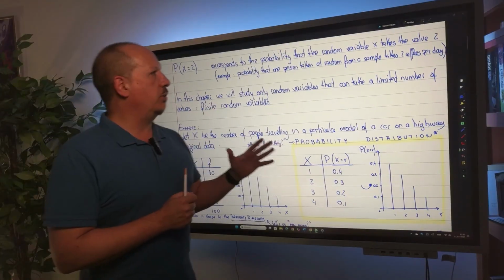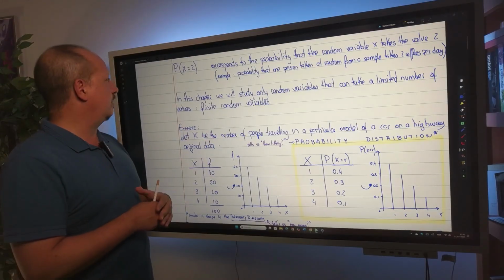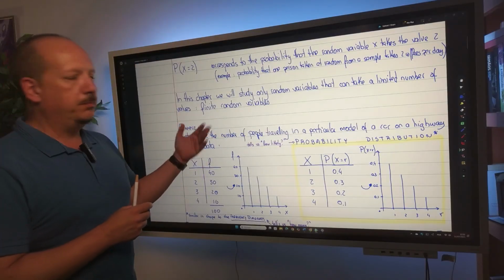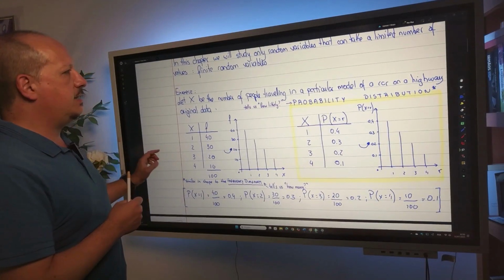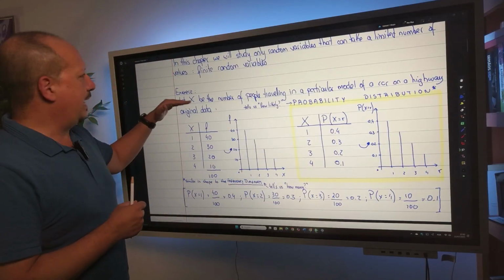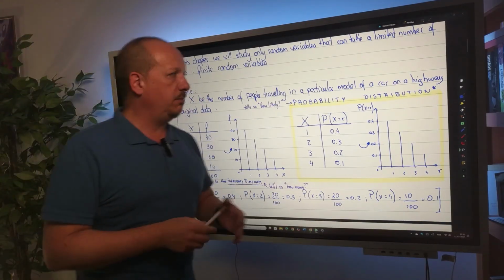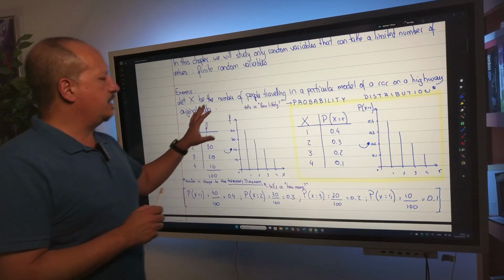In this chapter, we are going to use random variables that are limited in the number of values they can take. They cannot go on forever. They are, because of that, called finite random variables. And I'm going to use another example. Now, the random variable X is the number of people traveling in a particular model of a car, imagine any model you want, on a highway. And the original data is this.